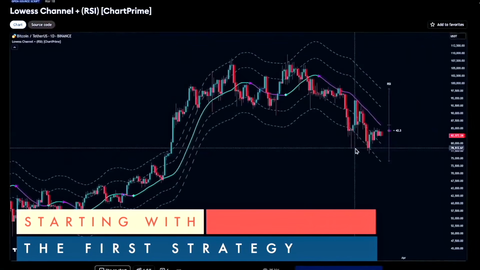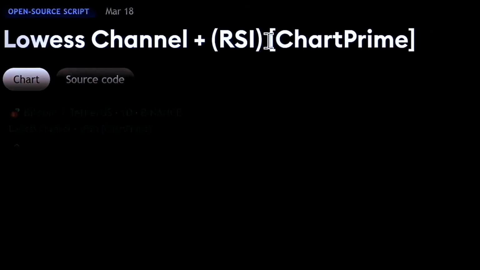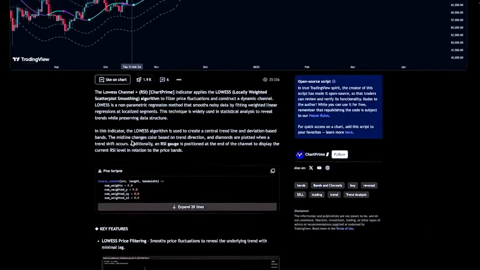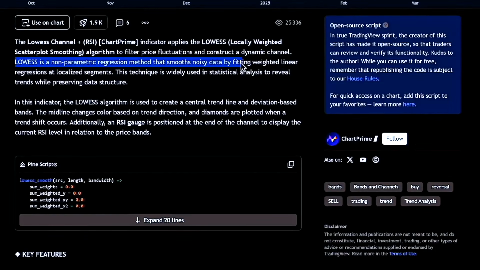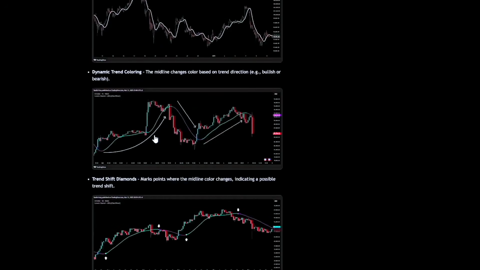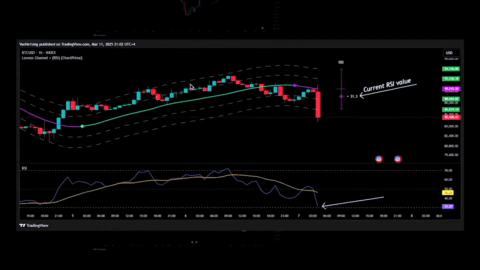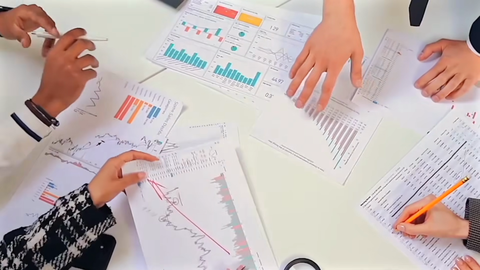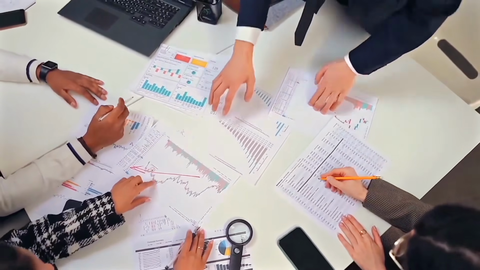Alright, let's dive into this super cool trading tool called the Lowest Channel Plus RSI by ChartPrice. It's a slick indicator that uses a unique smoothing method called LOS to make trends pop out clearly. Plus, it comes with these handy channel lines and an RSI gauge to help you catch potential reversals or gauge momentum. We're going to break down what this thing does and how you can use it in your trading.